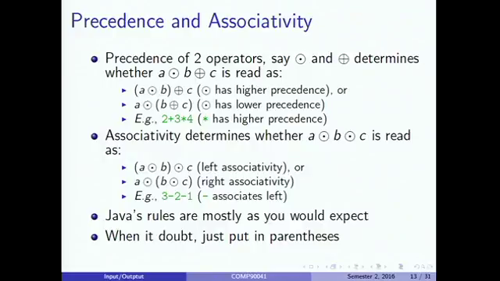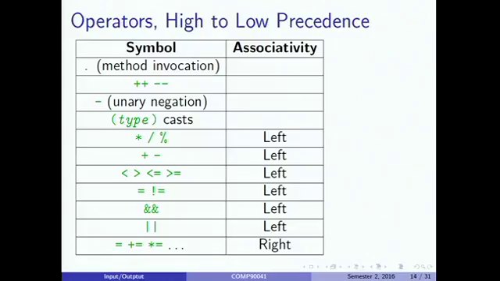Okay? So I'm not real big on memorizing these vast tables of which operations have which precedence and which associativity and so on. Nevertheless, here it is. This is from highest to lowest precedence. So dot has the highest precedence. That's method invocation. So System dot out dot println, that's the dot. That has the highest precedence.